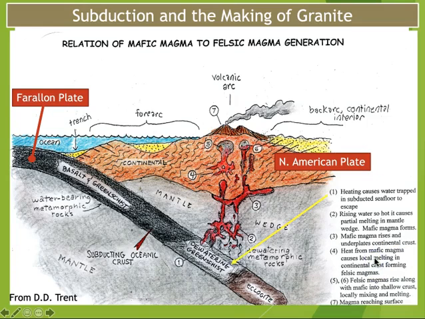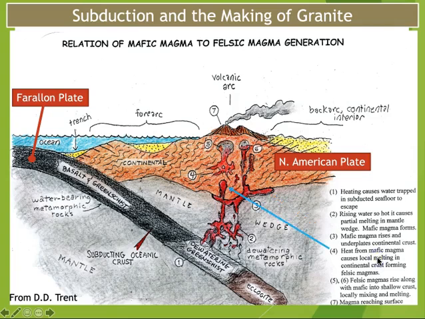1. Heating causes water trapped in the subducted seafloor to escape. 2. This rising water is so hot that it partially melts the rock of the upper mantle, forming mafic magma, which, 3, rises and pools up beneath the continental crust.